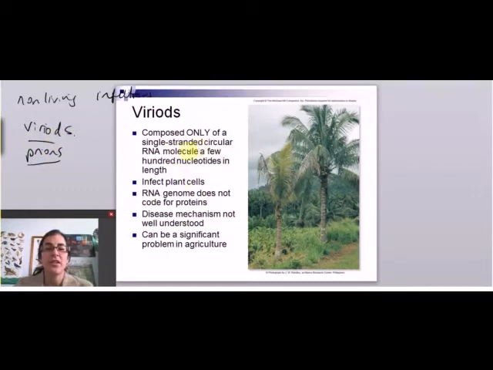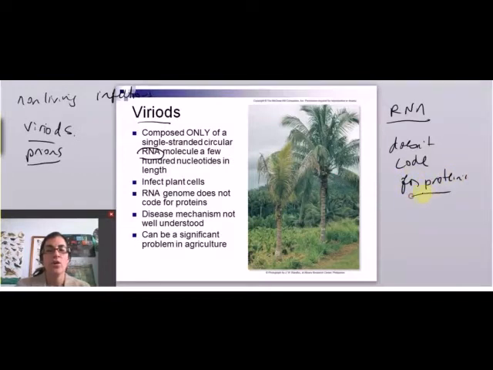Viroids are interesting. They're only made of RNA. So there's nothing else to them. They're just a piece of RNA. It's a short piece of RNA, and it doesn't code for a protein. So that's also really important. So it never makes a protein.